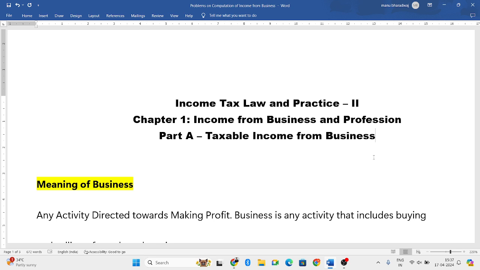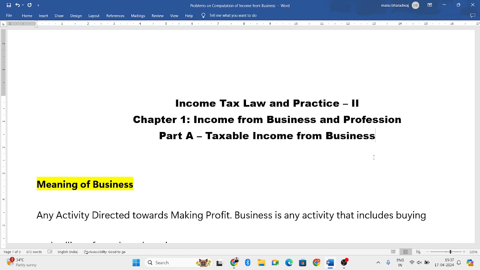In the 6th semester, we'll be learning the other heads of income. The first chapter is income from business and profession. So whatever income you are getting from business and profession, how to calculate the taxable income from that. This chapter can be divided into two parts, part A and part B. Part A is income from business and part B is income from profession.